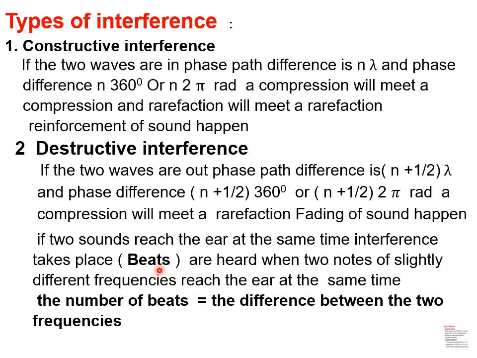يبقى البيتس repetition of hearing sound, high sound and low sound. Okay, these happen if two sounds reach the ear at the same time. Interference takes place. طيب beats are heard, يعني successive low sound and high sound are heard when two notes of slightly different frequencies. يبقى البيتس happen when two notes of slightly different frequencies reach the ear at the same time. The number of beats equals the difference between the two frequencies.